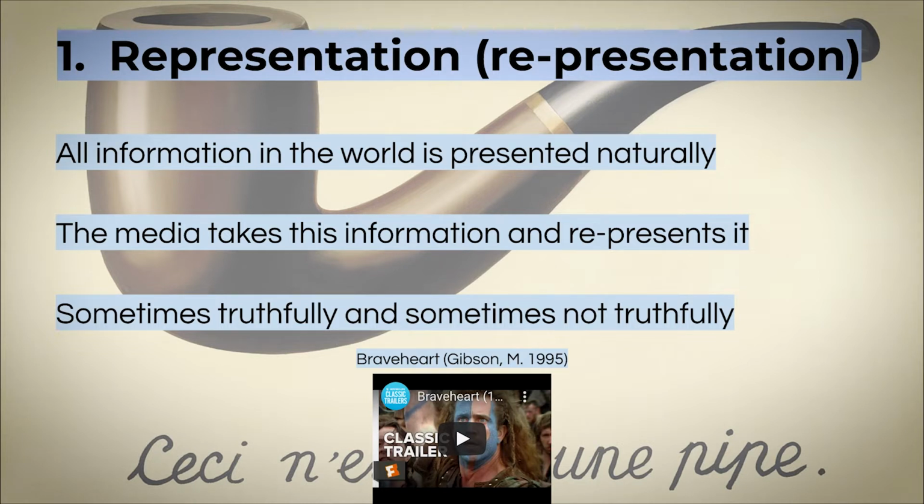If you wanted to learn about the character William Wallace, and you wanted to learn about these events in history, it's probably best not to go for a Hollywood film, because they would, and I'm sure they would admit themselves, the filmmakers, they are not trying to represent that information as truthfully as possible. It would probably be better to go for a history book, which you would expect to try and be representing this information as accurately as possible.